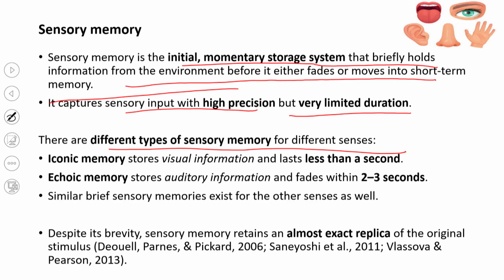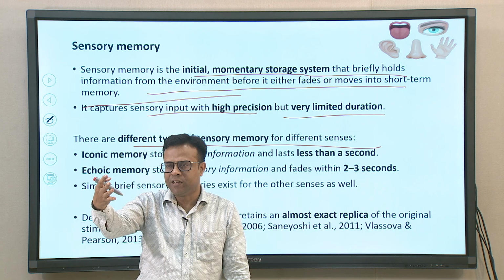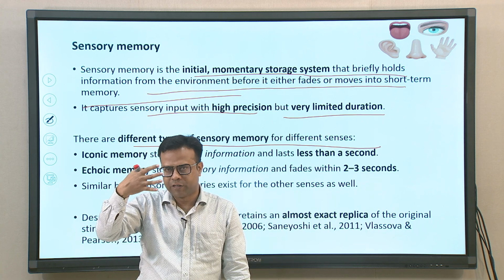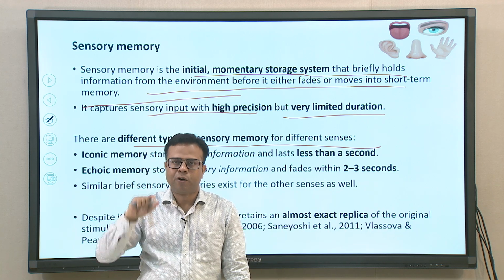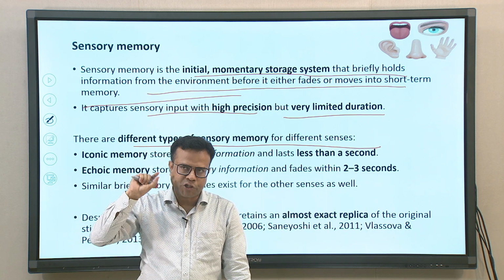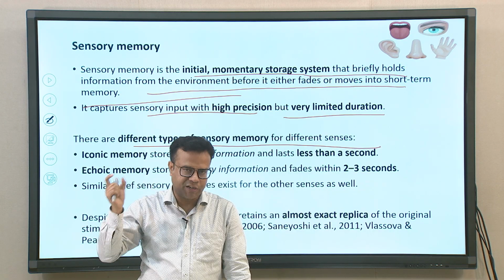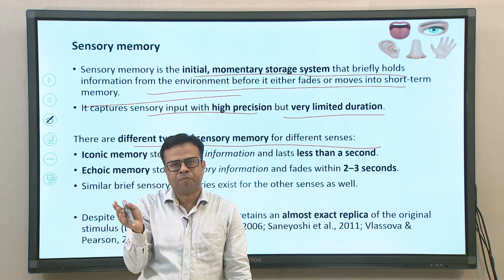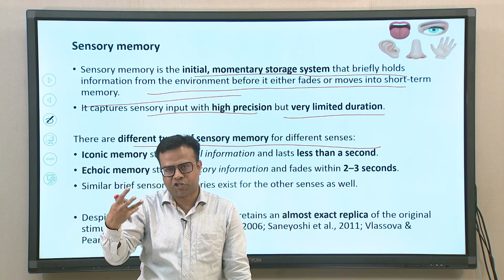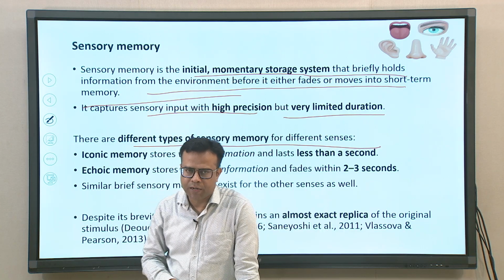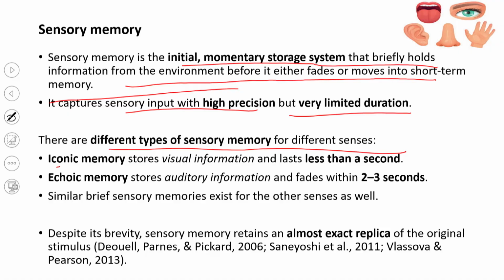For eyes, we have iconic memory, whatever we see and store initially. Whatever we hear, we store for a brief moment of time. That is echoic memory. Similarly, there can be sensory memory for touch, smell and so on. For example, iconic memory stores visual information and lasts less than a second or around 1 second. Whatever we see is stored for less than a second or 1 second.